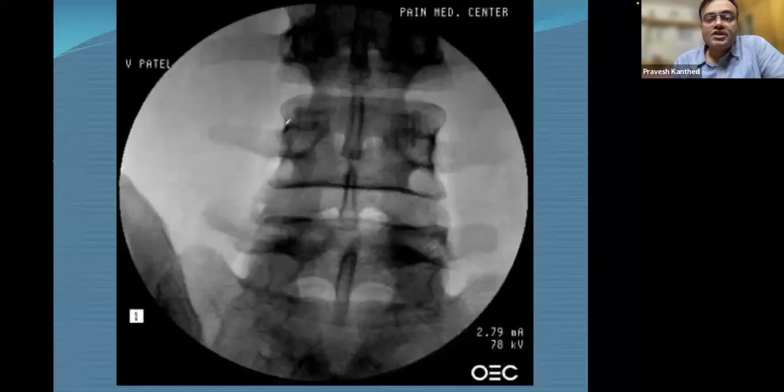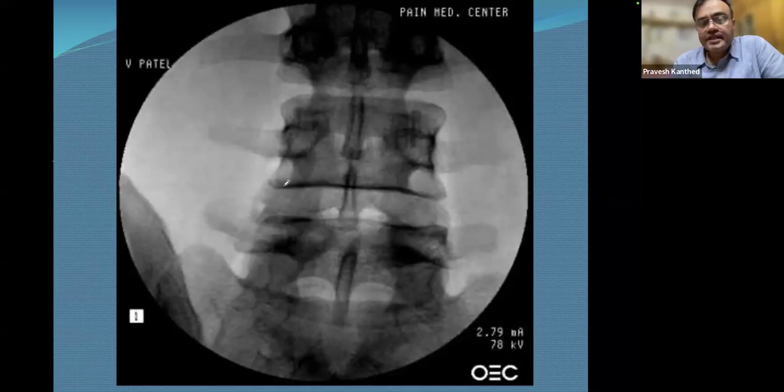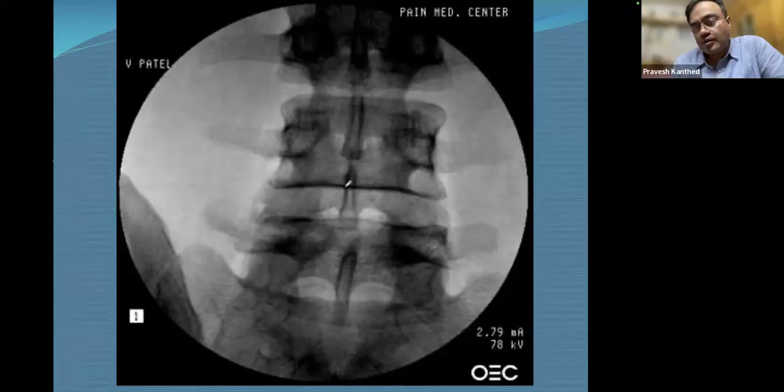So if you see here, this is the pedicle. Now this is the superior articular process, the transverse process, the inferior articular process, the lamina, you can see over here. This is the spinous process. The opposite lamina you can see over here. The other side inferior articular process, the transverse process, the superior articular process. This is the facet joint you can see over here. This white structure is the interlaminar window.